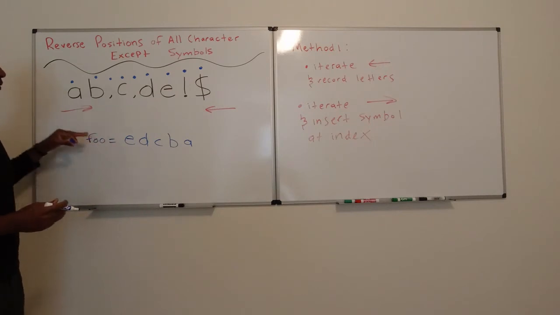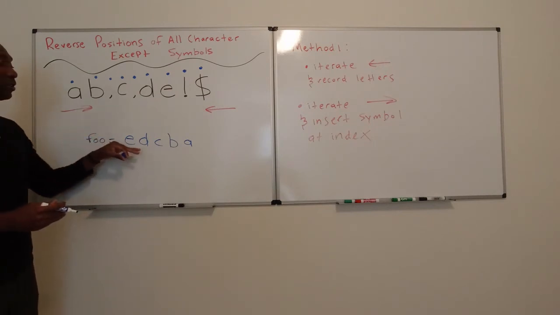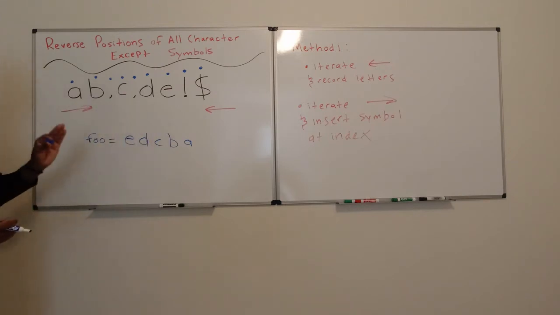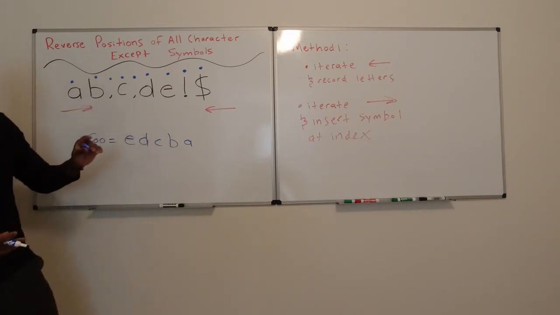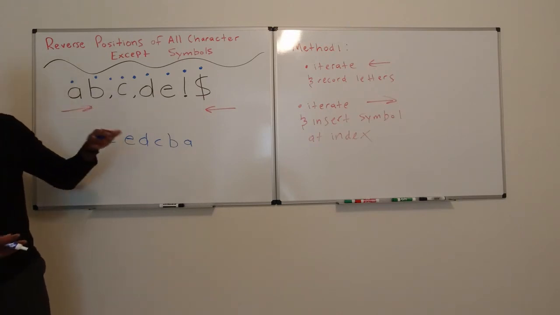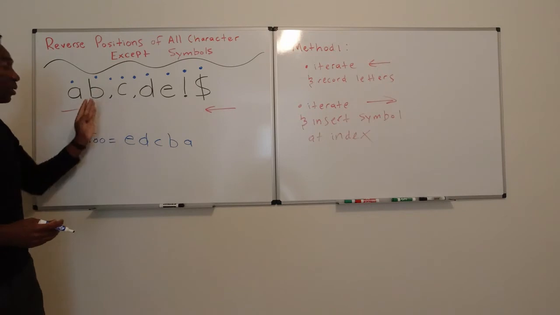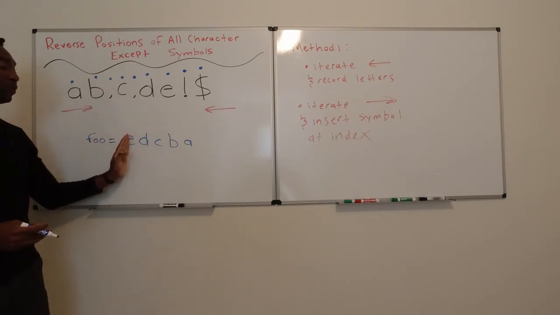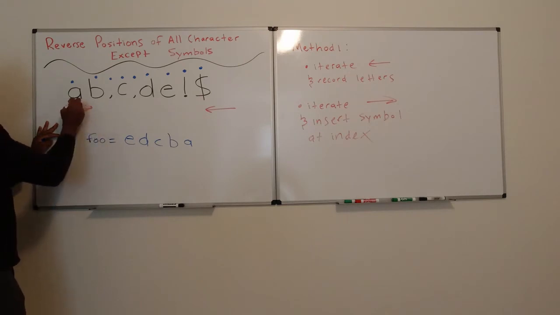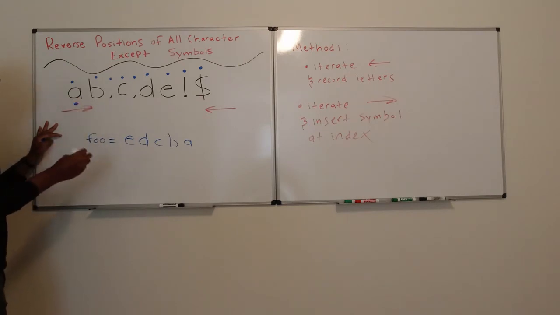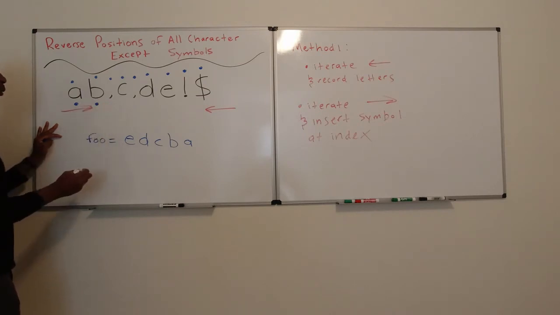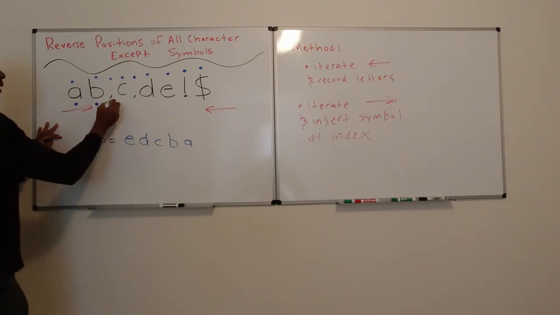We just reversed the order of every single letter that we have in our original string, but we're not there yet. Next, we want to do step two, which is to iterate forwards. And then for every symbol that we see, we want to insert that into foo. Let's do that. We have A. A is not a symbol. We're going to skip. B is not a symbol. We're going to skip. We have a comma.